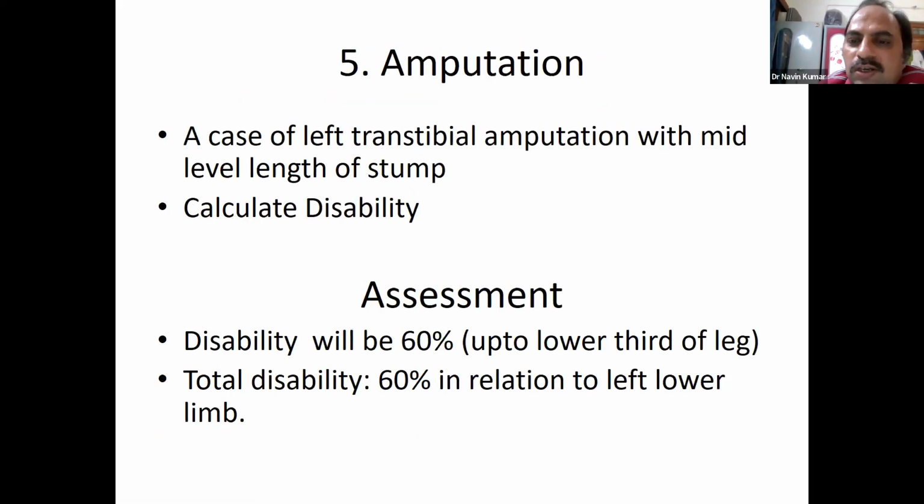This is the last example, like I told, the easiest one. A case of left transtibial amputation with mid-level strength of stump. So simply, as per the table, this will be 60% because it is up to the lower third of leg, and total disability will be 60% in relation to left lower leg.